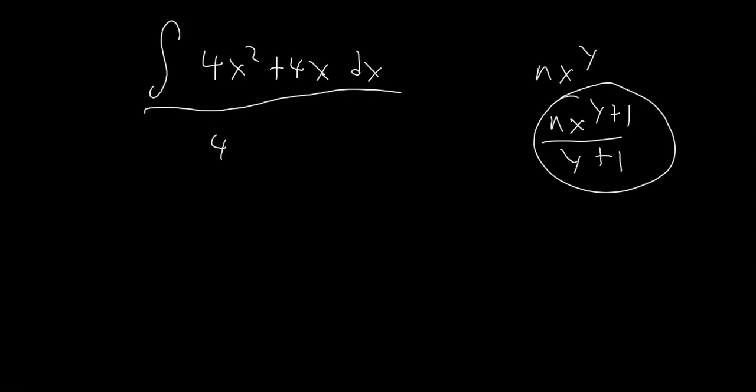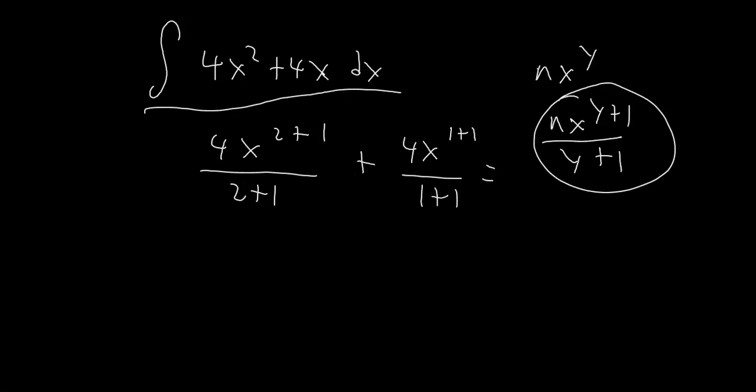So if we do 4 times x to the 2 plus 1 power over 2 plus 1, and then if we do 1 plus 1, remember, just adding 1 to the exponent and then you divide by 1 plus 1, you get 4 over 3 times x to the third power. And here you get 2 times x to the second power.